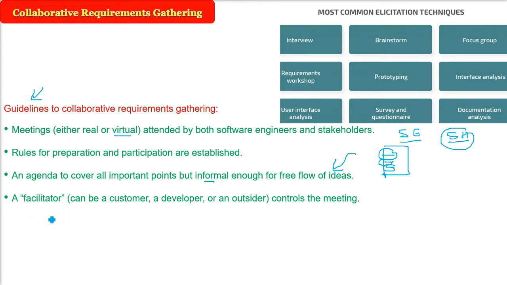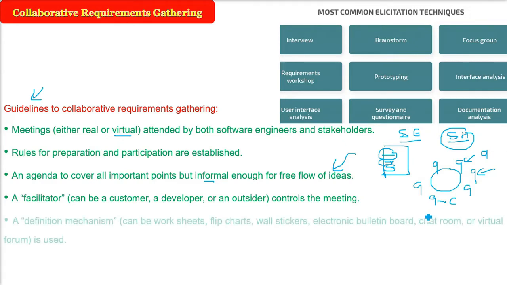There should be a facilitator, a person in the meeting, because sometimes conflict may arise, sometimes the topic may be missed. This can be any customer, developer, or an outsider. He can be a facilitator. He is just there to control the meeting and run it in a good way so that something comes out of it.